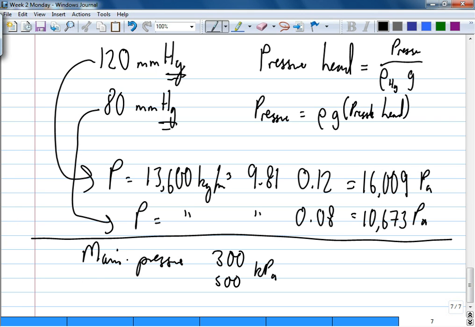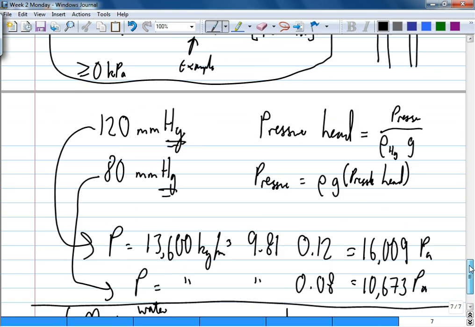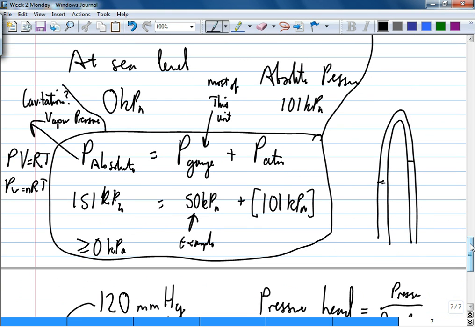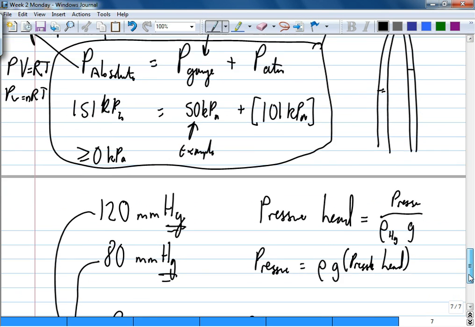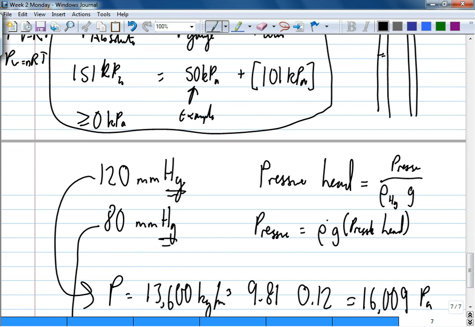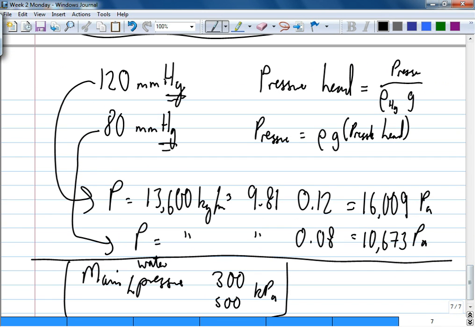Mains pressure, water pressure. So finally, any questions here before I move? Alright, so just to recap before we move on. There's absolute pressure, gauge pressure, atmospheric pressure, and sometimes pressure head, which is another way of measuring pressure. In this case, we only did the example of mercury, but you could do it with other fluids. They can say 10 meter pressure head of water, then you do the same, except here you use the density of water. Alright?